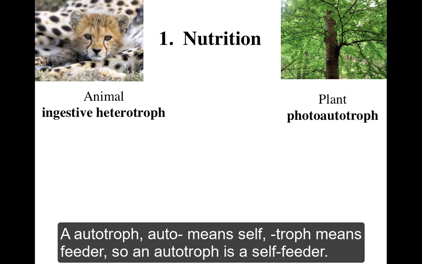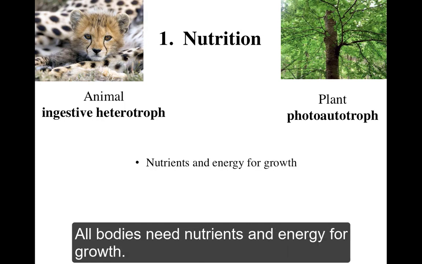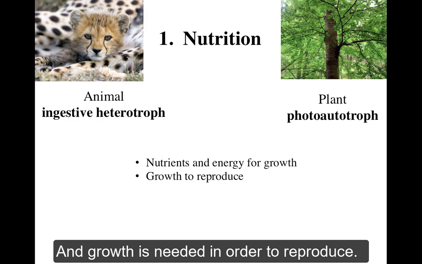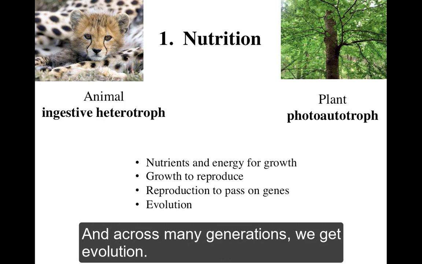An autotroph, auto means self, troph means feeder, so an autotroph is a self-feeder, and photo means light, so it's a self-feeder that uses light to feed itself. All bodies need nutrients and energy for growth. And growth is needed in order to reproduce, and reproduction is needed in order to pass on genes to the next generation, and across many generations, we get evolution.